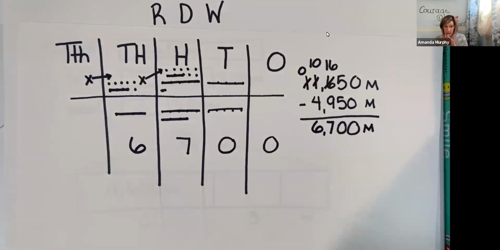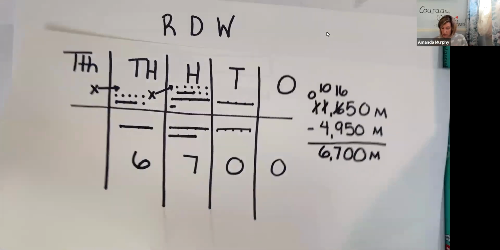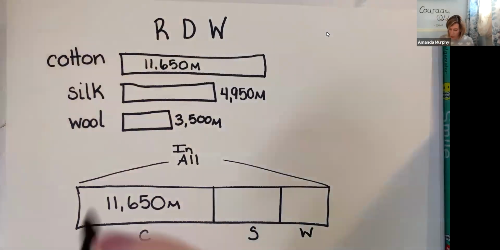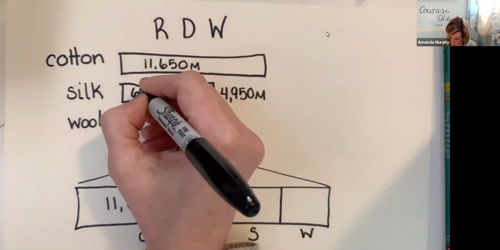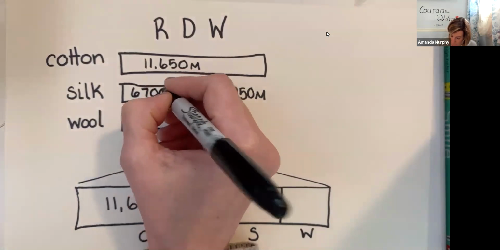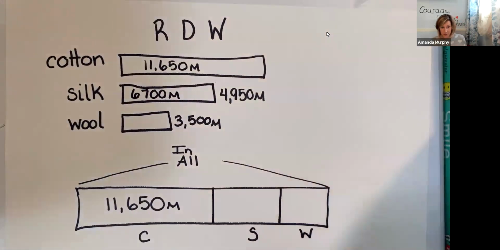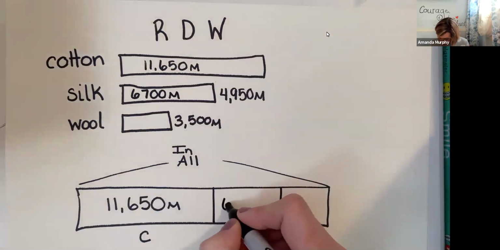6,700 meters. Let's take this information and log it into our picture that we drew. We now know that we have 6,700 meters of silk. We can also put that in our tape diagram.